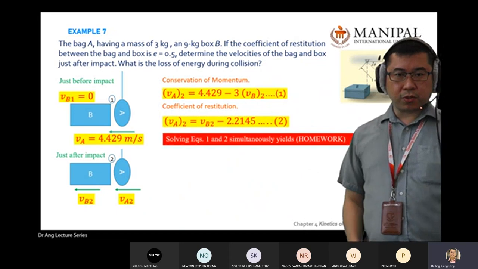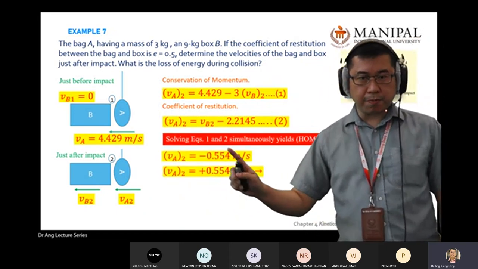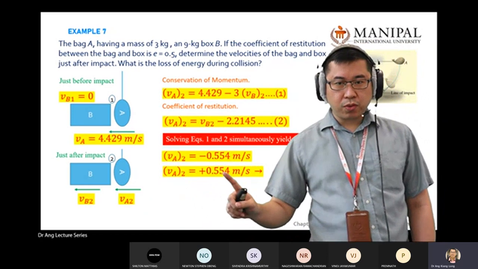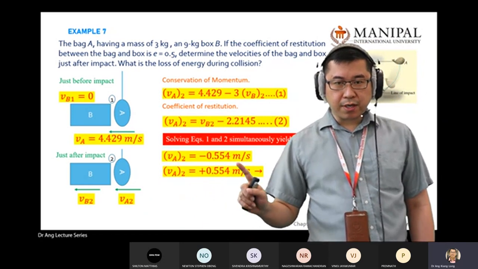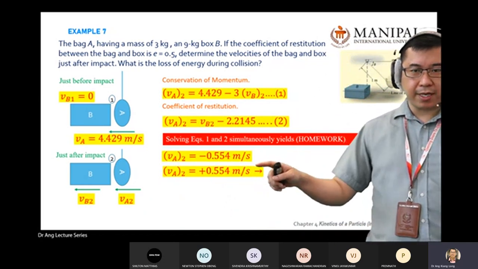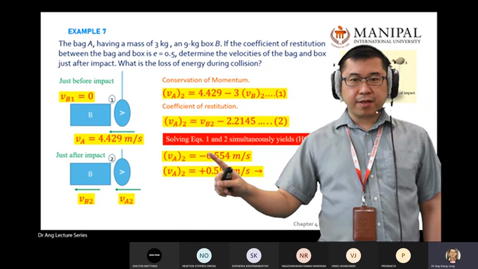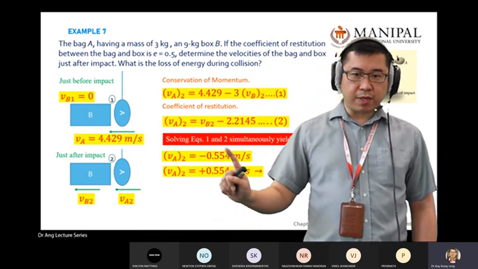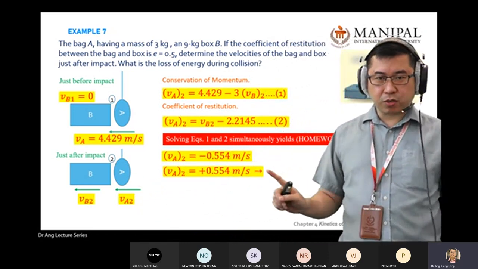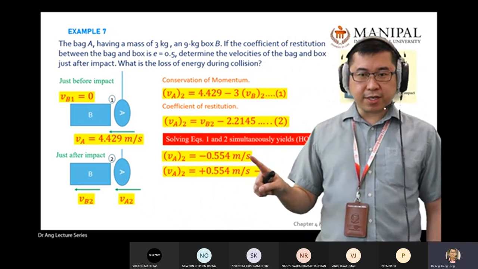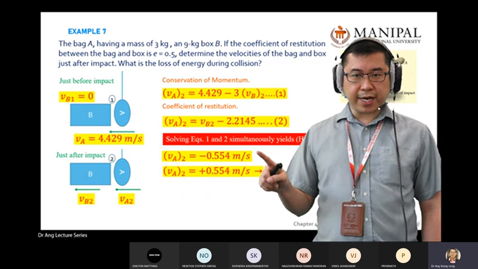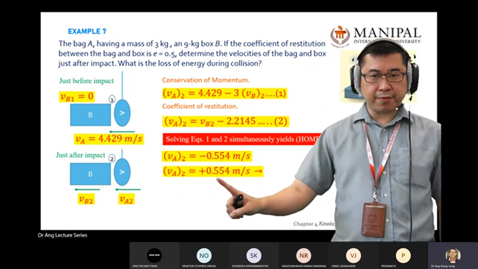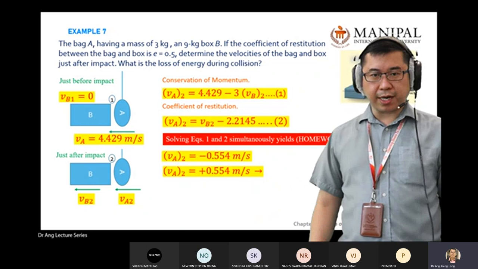So you solve these two, and VA equals minus 0.5 meter per second, VA2, you get positive. What does negative mean? Because you assume going left is positive, when you get a negative answer, it means VA bounces back to the other direction. You can write this answer, but you must know the direction of your velocity. You flip it into a positive magnitude, but the direction is moving to the right.